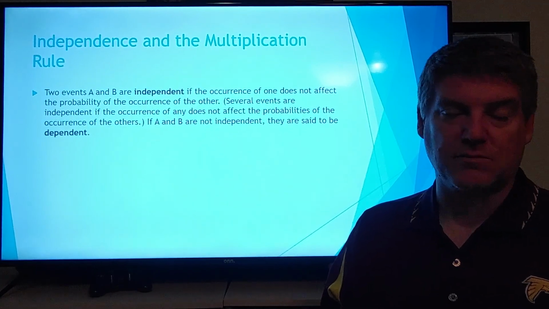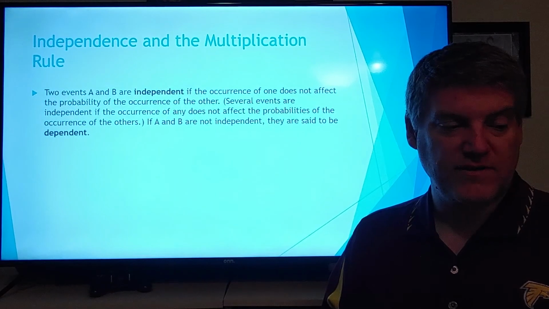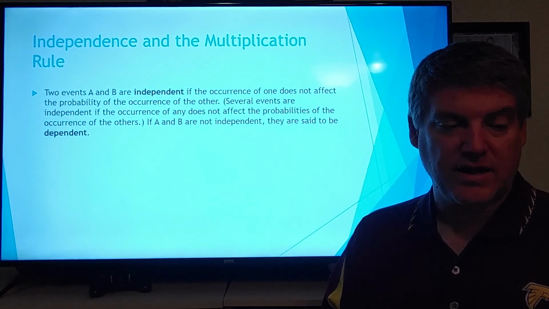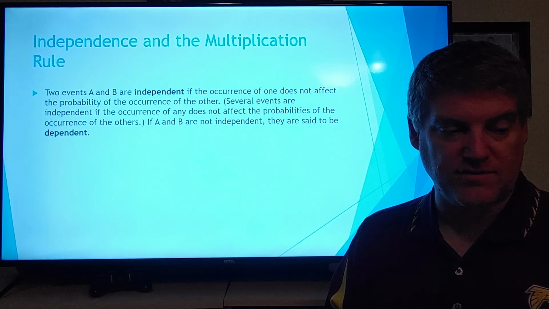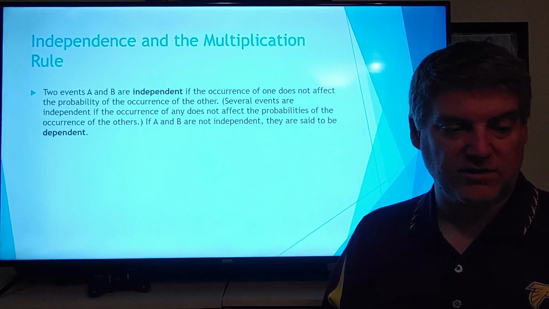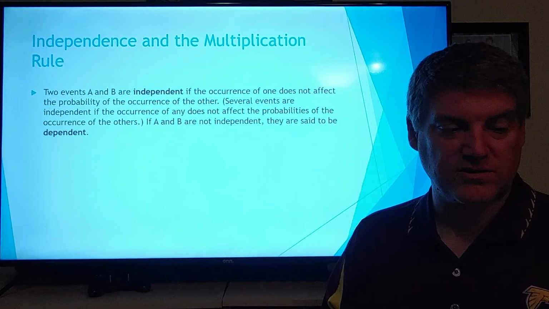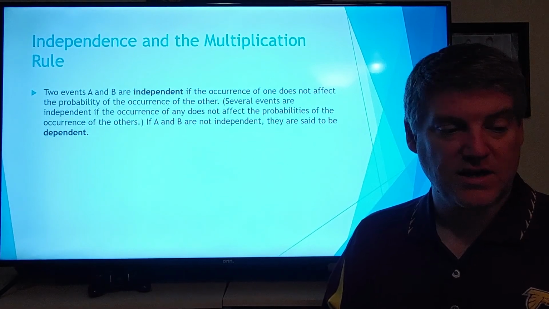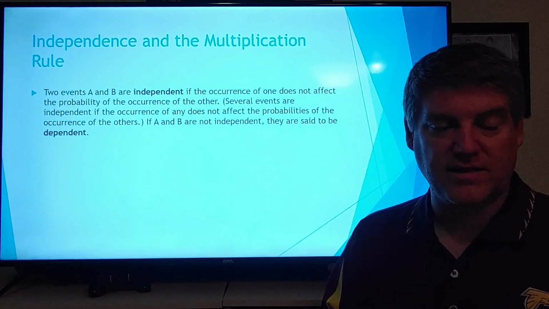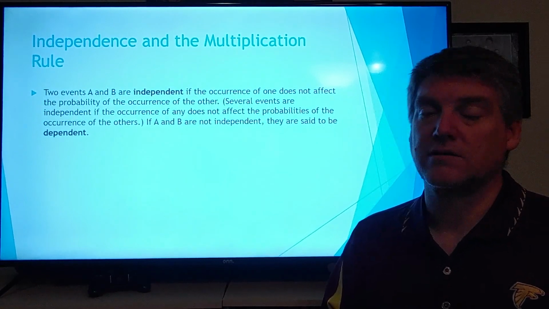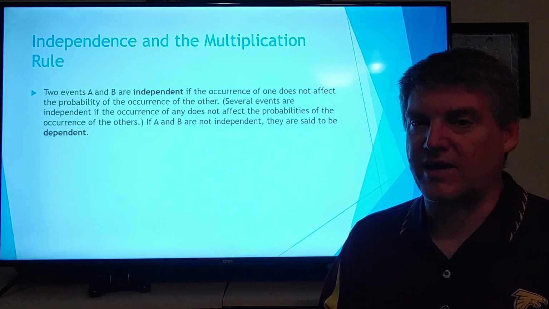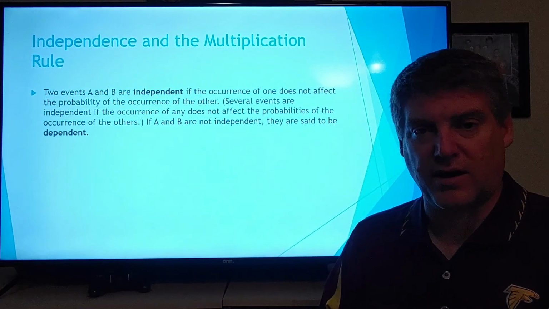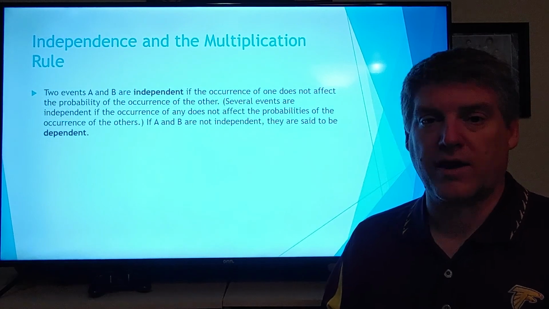Okay, independence and the multiplication rule. Two events A and B are independent if the occurrence of one does not affect the probability of the occurrence of the other. Several events are independent if the occurrence of any does not affect the probabilities of the occurrence of the others. If A and B are not independent, they are said to be dependent. So if I flip a coin and roll a die, the result of getting heads does not affect the probability of rolling a 2.